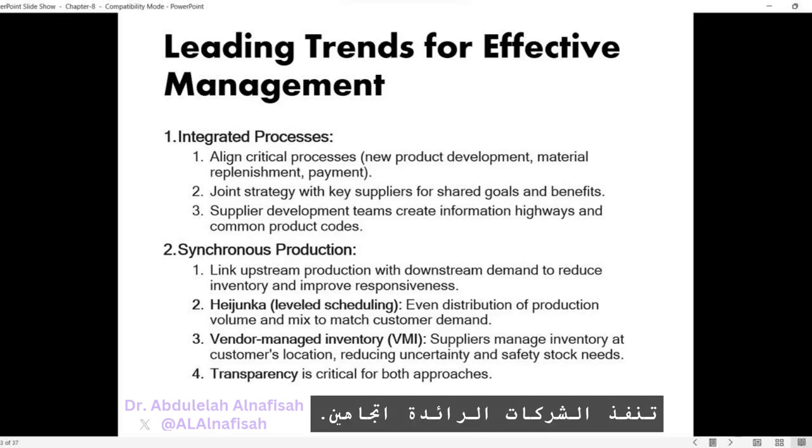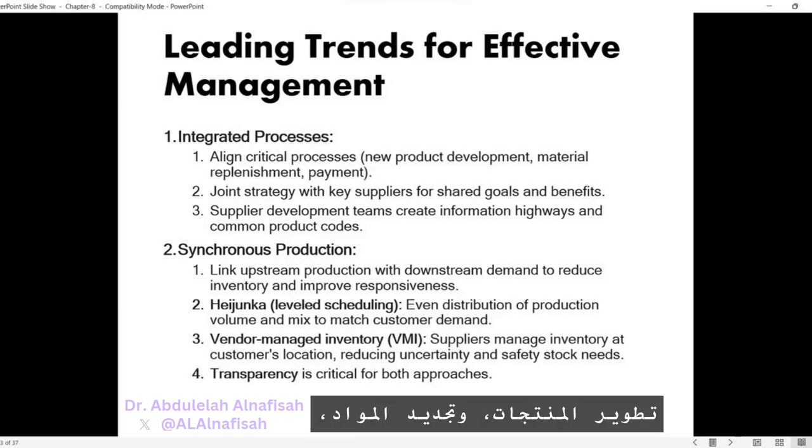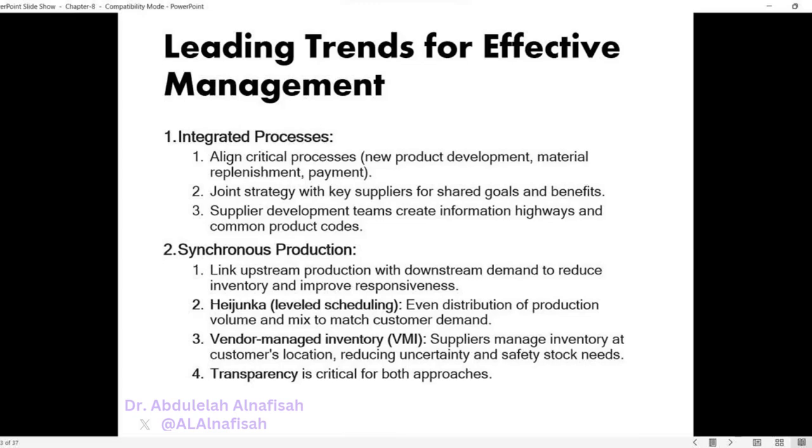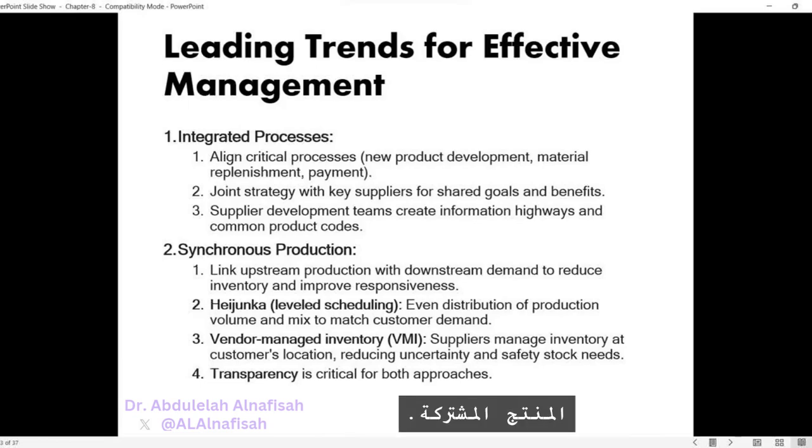Leading-edge companies are implementing two trends to enhance upstream supply chain management. The first trend is integrated processes, which involve aligning critical processes such as new product development, material replenishment, and payment. Joint strategy development with key suppliers helps establish common goals and benefits all parties. Supplier development teams can facilitate process alignment by establishing information highways and common product identification codes.